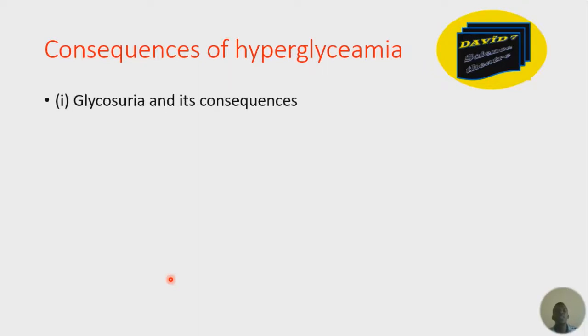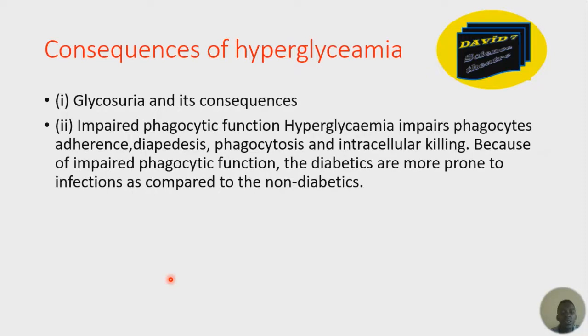I have explained a lot about that, but we can still talk more. Consequences of hyperglycemia. We said we have glycosuria, which has several consequences. We have impaired phagocytic function because hyperglycemia impairs phagocyte adherence. That is one. Diapedesis, that is two. Phagocytosis, that is three. And intracellular killing. Those four activities of the phagocytes are affected by hyperglycemia, and diabetics are more prone to infections as compared to non-diabetics. So we have hyperosmolar effects.